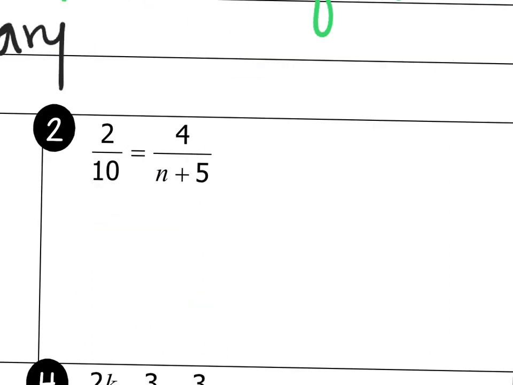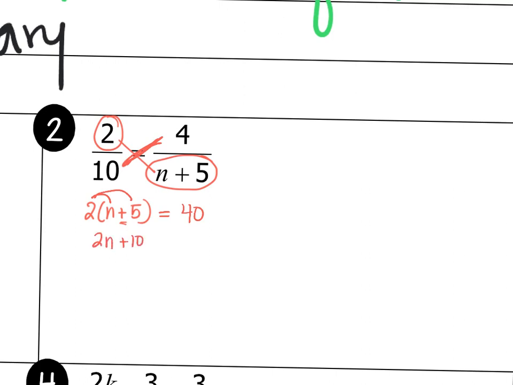Now, number 2 takes it up a little notch. Again, step 1 is to make sure the cross products are equal. So in this first cross product of 2 multiplying n plus 5, that is the distributive property, because 2 has to multiply to n plus 5, and we have a property for multiplication over a sum. And that's equal to the cross product of 4 times 10, which is 40. Now we distribute: 2n plus 10 is equal to 40.